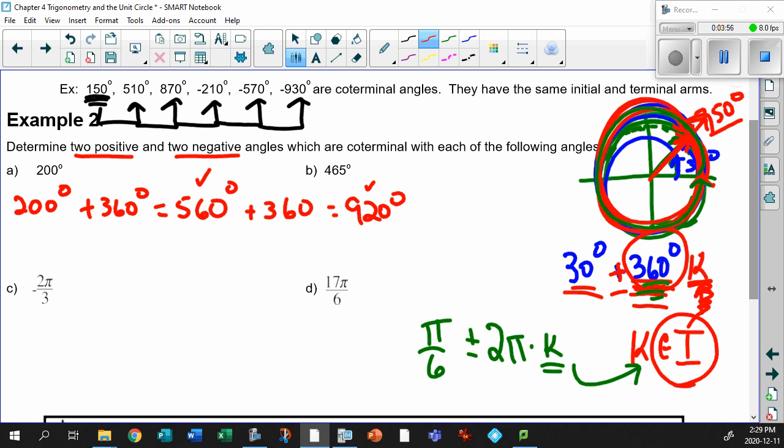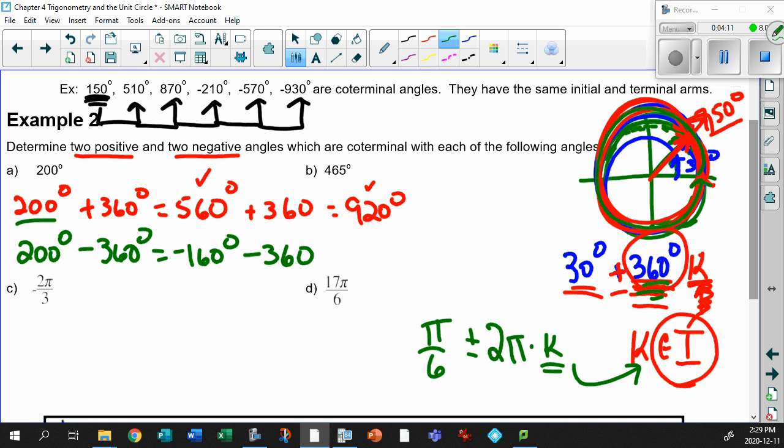How about the negative ones? Let's go right from 200 again. All I'm going to do is subtract 360. And when I subtract the 360, I get negative 160 degrees. There's our first one. And then again, I'm just going to subtract 360 degrees again. That's going to give me a value of negative 520 degrees. That's so simple. So now I've got my 2 positive ones, and I've got my 2 negative ones.